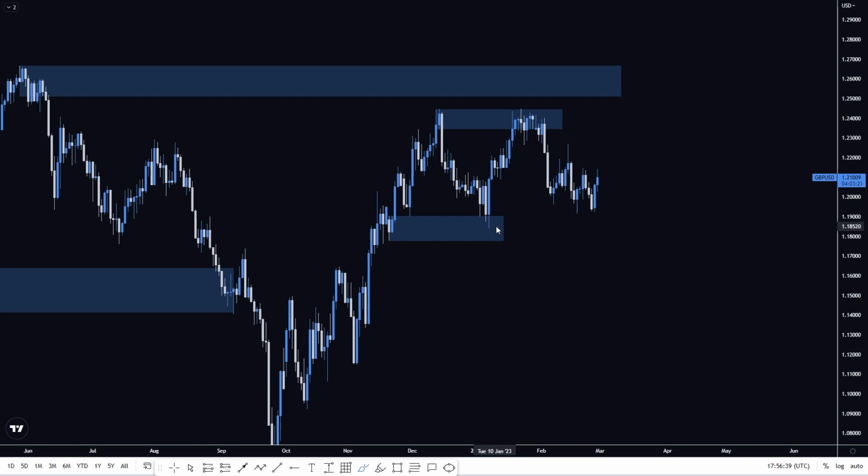Now remember, we're not just going to be looking for these reversals, we're also going to be looking to trade with the trend, getting involved in lots of trend continuation trades, looking for those breakouts and retests, but we're going to be going into all of that in a later episode.